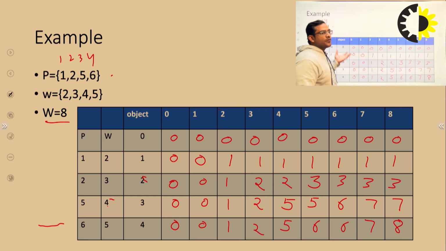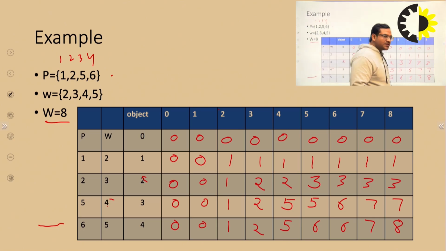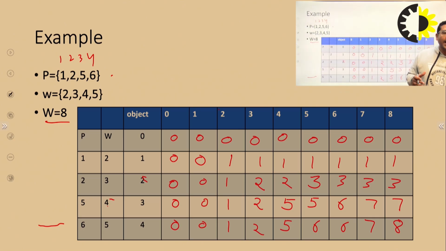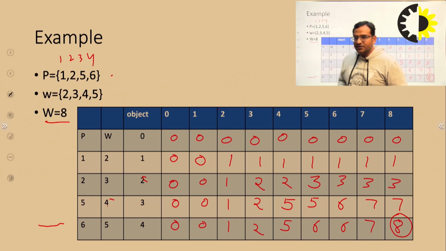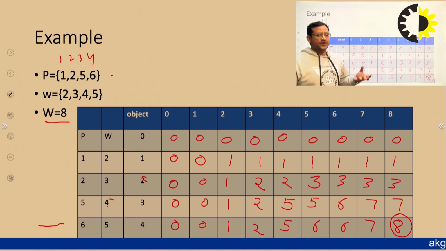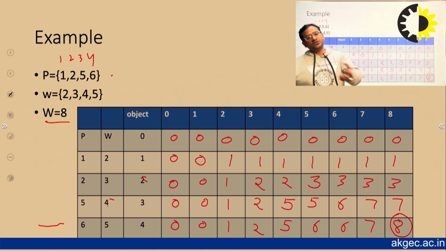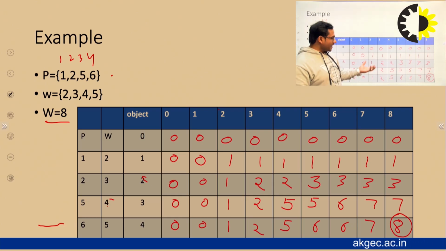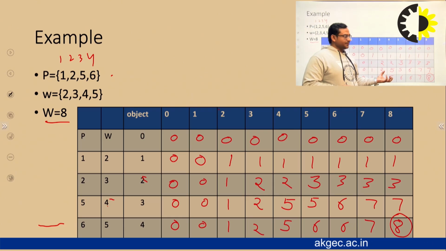So this is the profit table which is created here. And what is the maximum profit? When I select the items, the maximum profit I can get is 8, which is in the last cell. So I'm getting the profit as 8. Now the question is, what are the objects we are going to select to get the maximum profit of 8 here? How can we get the object selection from this table?